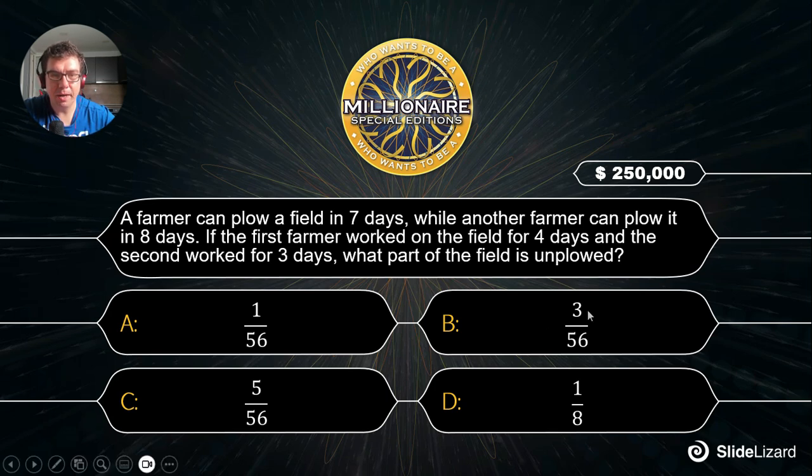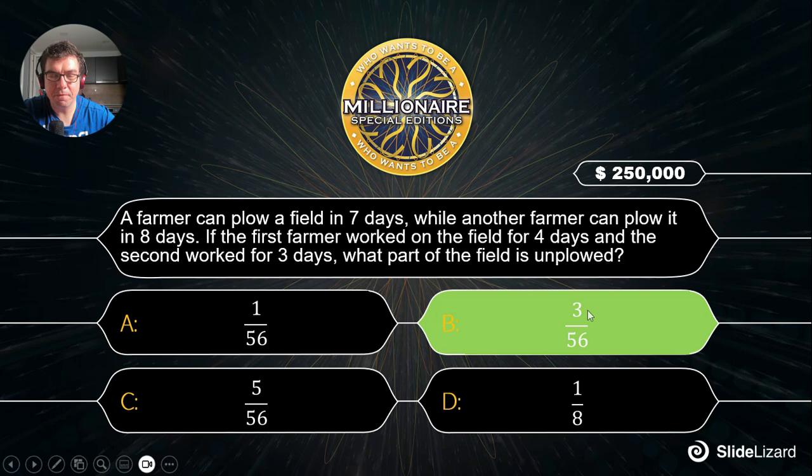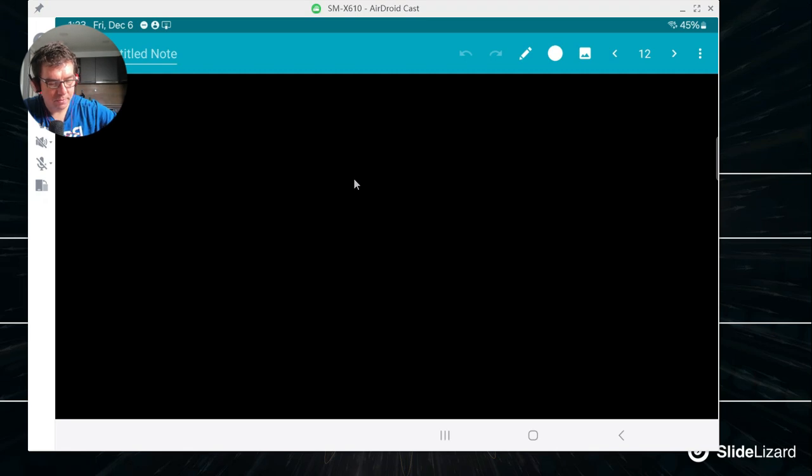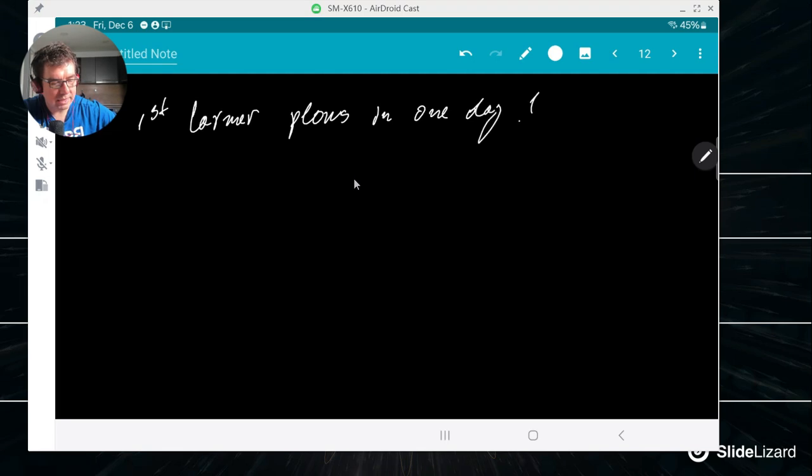Okay, did you find it? 3/56 of the field is unplowed. Okay, let's see why. So 7 days, 8 days. So the first farmer plows in 1 day 1/7 of the field.